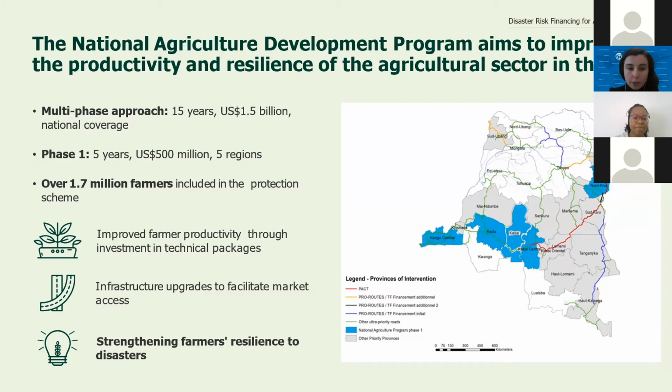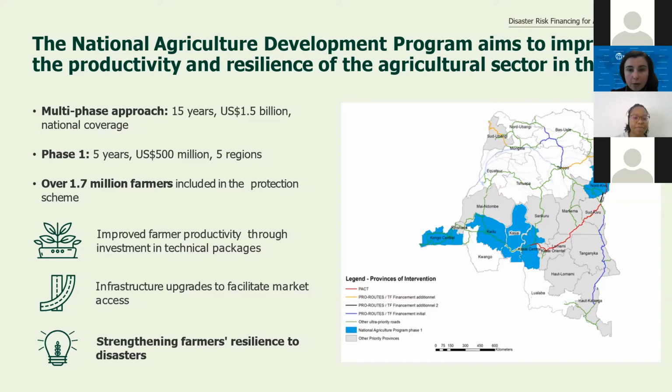The phase 1 of this project, which is the one that we are right now implementing, covers 5 regions, as you will see in the right side map, going from the east to the far west of the country, for an investment of $500 million and for a period of 5 years. The plan for this phase 1 is to cover over 1.7 million farmers by helping them on one side to improve their productivity through the investment in climate smart agriculture packages. This is the core of the National Agriculture Development Program, by improving the infrastructure to facilitate market access for the smallholder farmers. And lastly, which is the reason for our discussion today, is to strengthen farmers' resilience to disasters.